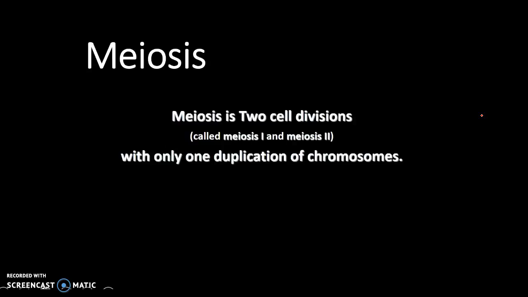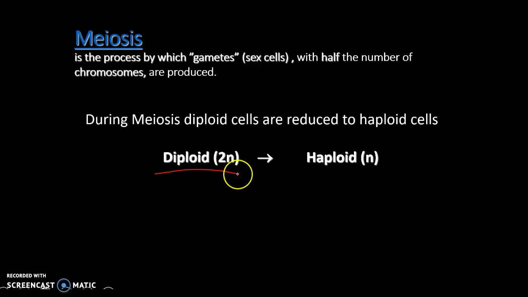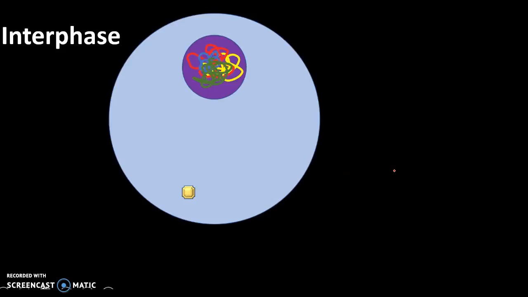So meiosis is 2 cell divisions, called meiosis 1 and meiosis 2, with only 1 duplication of each chromosome. In meiosis, we're going to go from a diploid cell, which is 2N, and end up with 4 haploids, which are just N, or only 23 chromosomes each. If meiosis didn't occur, then when a sperm hits the egg, that would make a zygote with too many chromosomes, and that would not be viable.